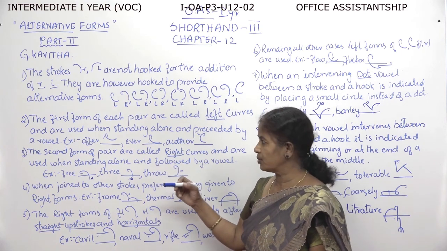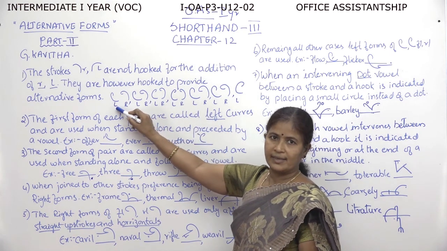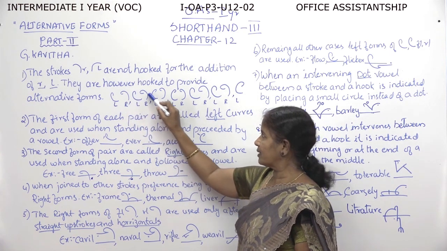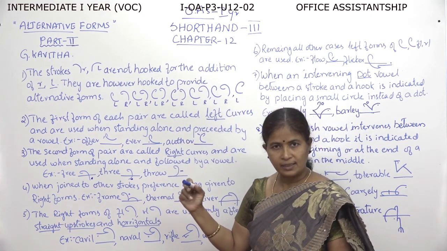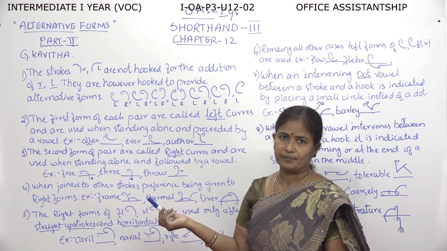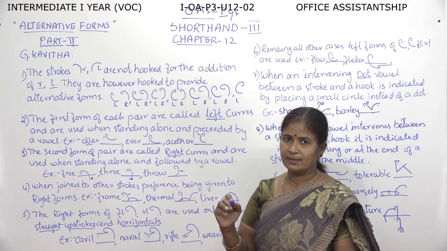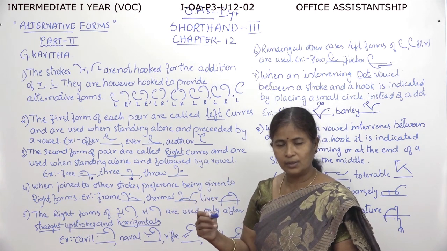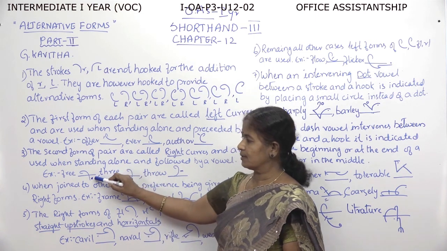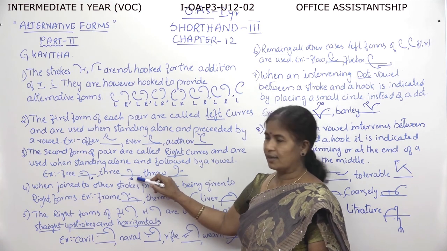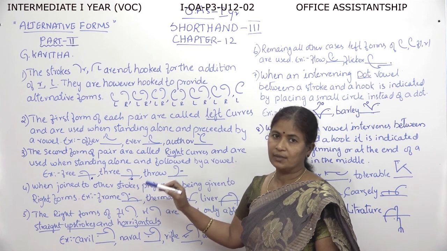And right forms, when do we use? The second pair. The right curves of all these, fir, ver and der, are used when standing alone and followed by a vowel. Examples: free, three, throw. Fir and ter are standing alone and followed by a vowel, so we use right forms.